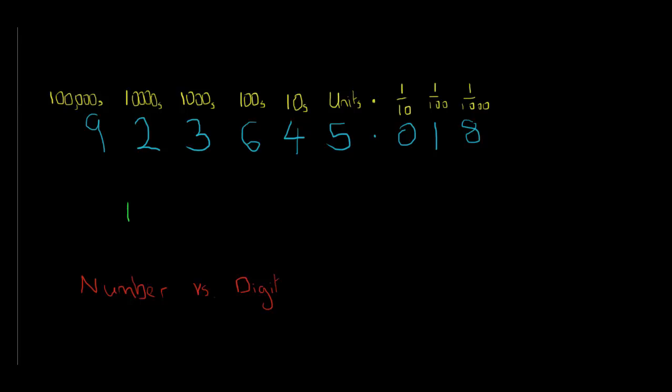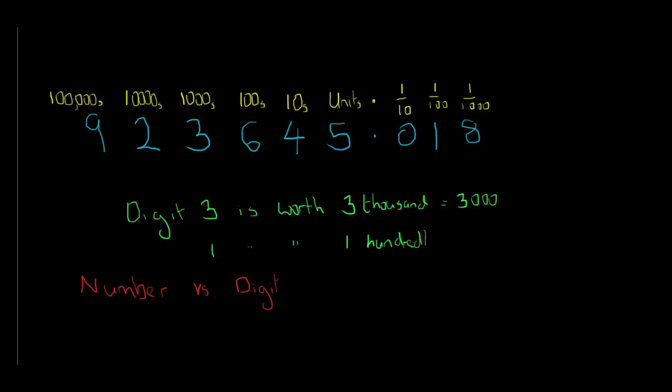So for example, the digit 3 is worth, well, what is it worth? 3 is in the column called thousands, so it's worth 3,000. Of course I could have written that just as 3,000. The digit 1 is worth 1/100th, and I think already you get the idea. You can either talk about its value using a number or using words.